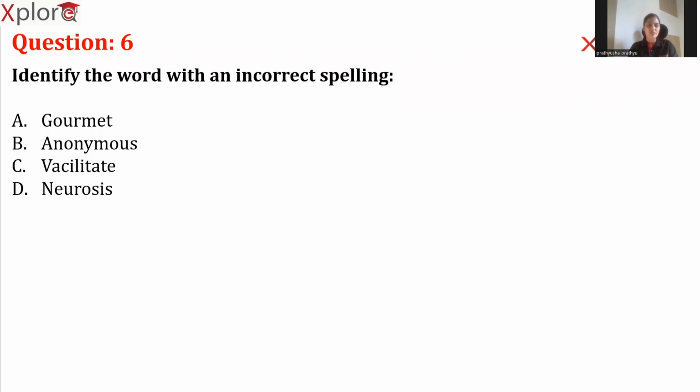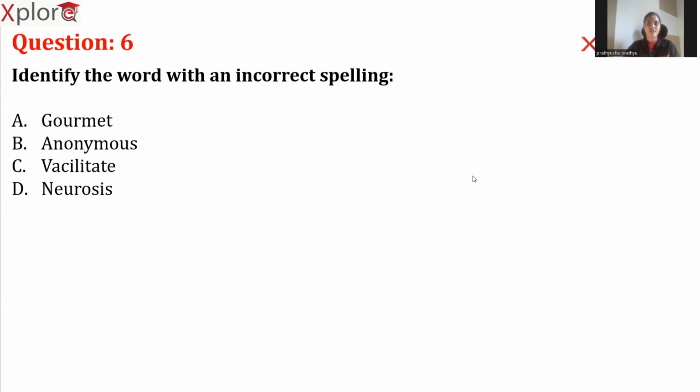Gourmet, in simple terms, refers to a person who is like a foodie. It talks about a person with a discerning palate, nothing but foodies. Next, anonymous means unknown. Vacillate means, as I told you before, fluctuation, wavering over something. Neurosis is a mental illness like anxiety and depression. So that's what we call neurosis.